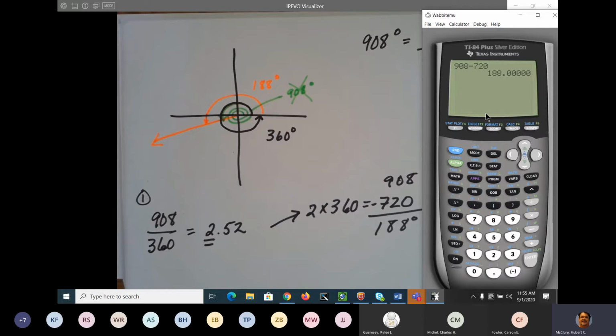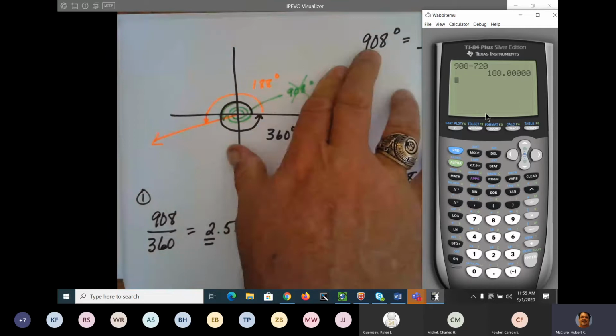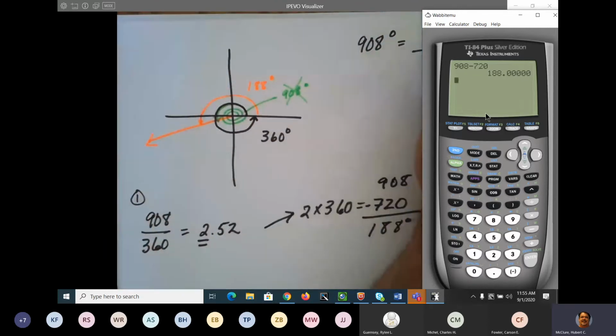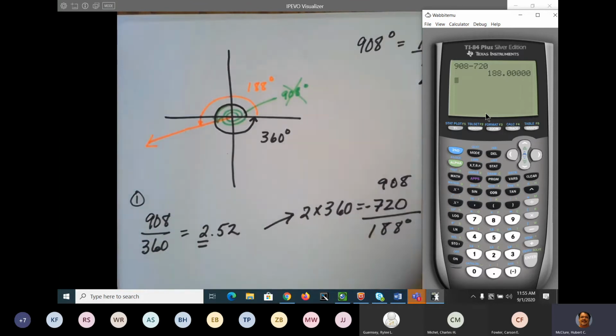I think this is one of those things that they have taught in trigonometry for hundreds and thousands of years, and you just have to do it because there is no application for 908 degrees. So that is equal to 188 degrees. It's called a reference angle. Now that's how you do it. Now what about the next one?